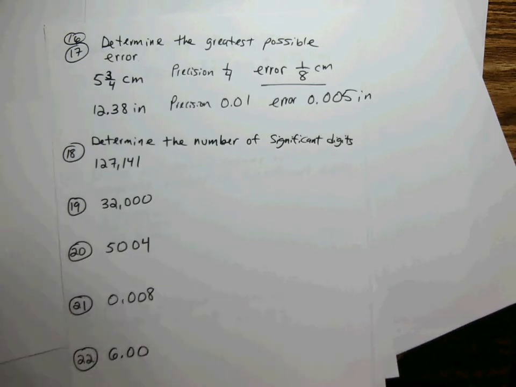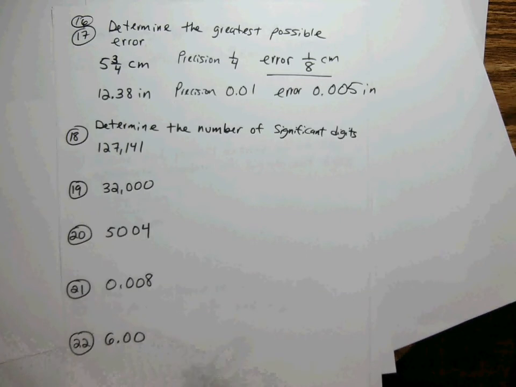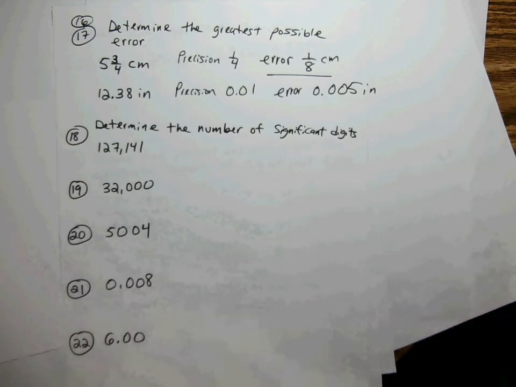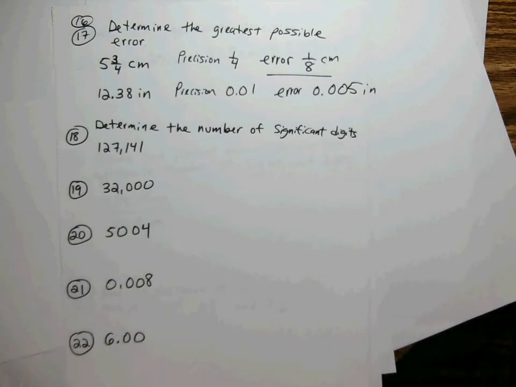Determine the number of significant digits. Okay, remember the rules here. All non-zero numbers are significant. If it's a whole number without a decimal, then trailing zeros are not significant. If I have a number where zeros are captive between two non-zero numbers, then those captive zeros are significant. If I have a decimal number where it's 0 point something something, any leading zeros would not be significant.